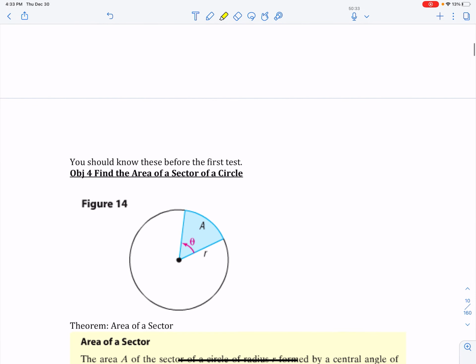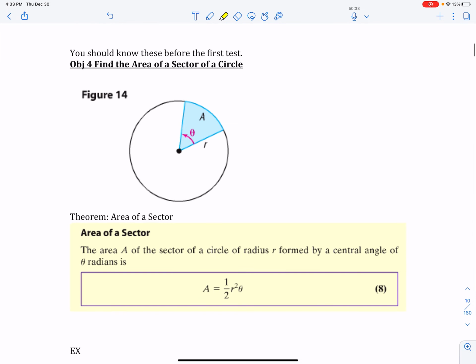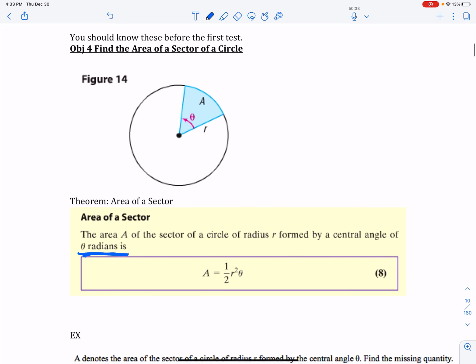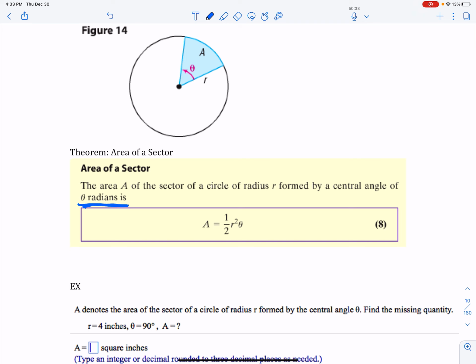Okay, so this brings us into another section, Objective 4, find the area of the sector of a circle. This is pretty easy. This is on the first test, so this will definitely be one of the questions that you might get. To find the area of a sector of a circle, you take 1/2, take the radius and square it, and multiply it by the central angle, which, by the way, has to be in radians. If it's not, you're going to have to convert it to radians, and we just learned how to do that.